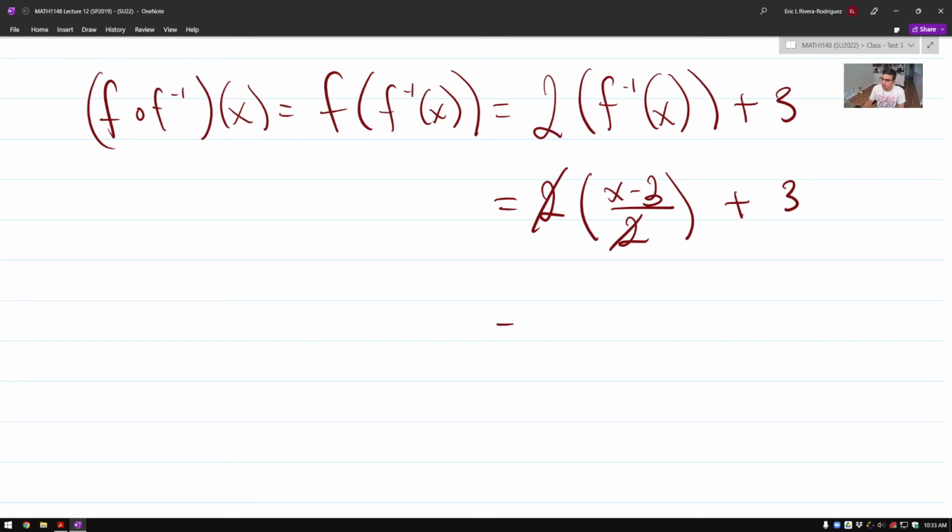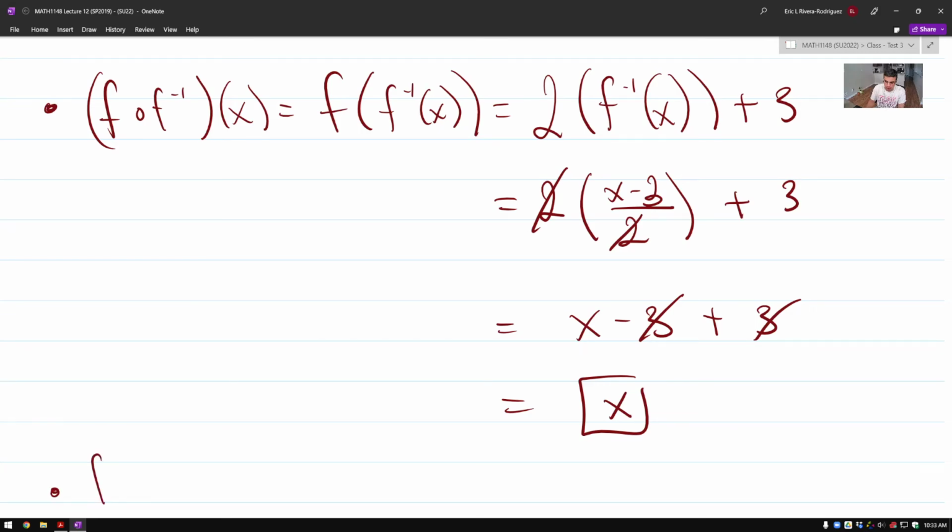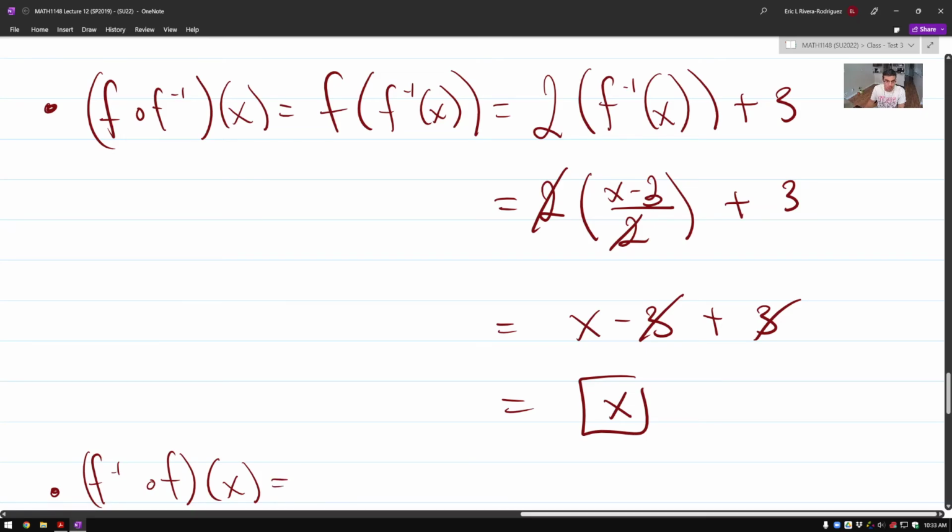We cancel here, so we have one direction. So we are good in one direction, but we cannot conclude that they are indeed inverse to each other because we need to test also the other direction. The other direction is f inverse composed with f. So we need to test also this one.